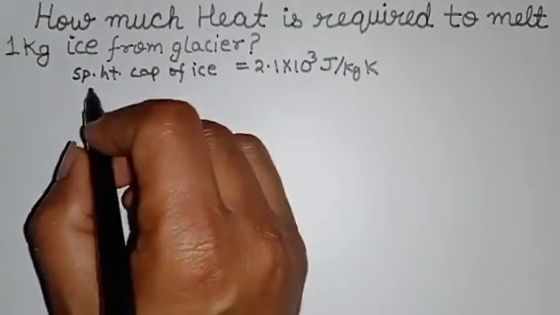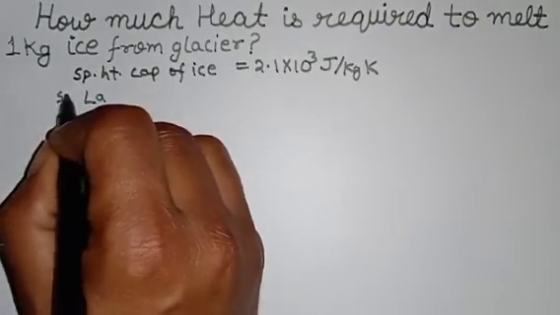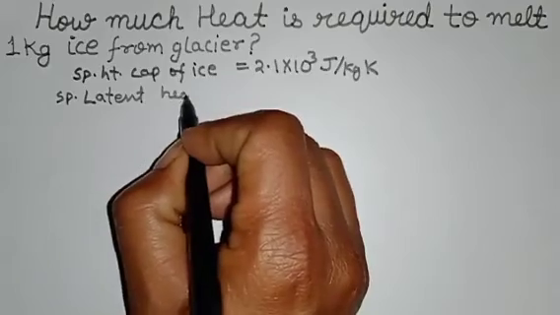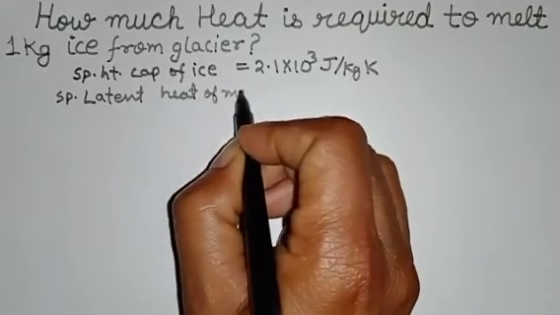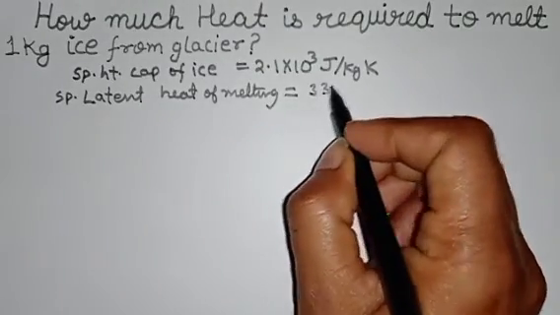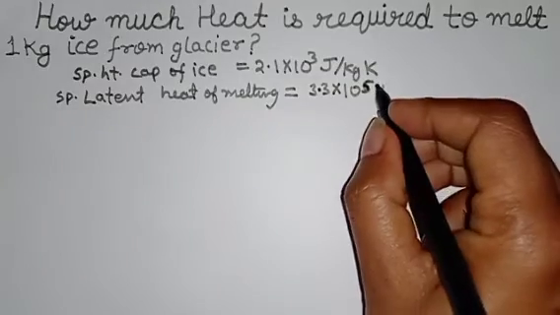And latent heat, some people also call it specific latent heat, but I use the term latent heat only. Latent heat of melting is equal to 334 kilojoule per kg, that is, 3.3 into 10 to the power 5 joule per kg.